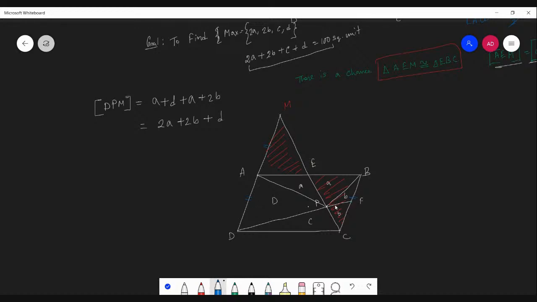Now what I actually proved is that these two triangles, this blue triangle and this blue triangle, are similar. As they are similar, let's take the perpendicular like this.